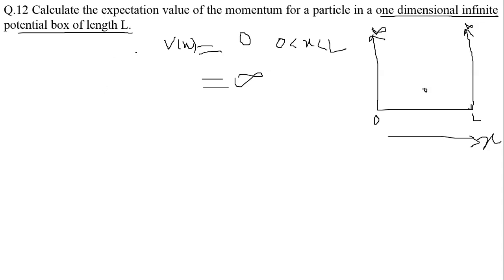So here we want to calculate the expectation value of the momentum. What will we calculate? We will calculate the expectation value, and for that we need the wave function of the particle in this one-dimensional potential box. Can anyone tell me what the wave function of the particle in the nth state is for a one-dimensional potential box?